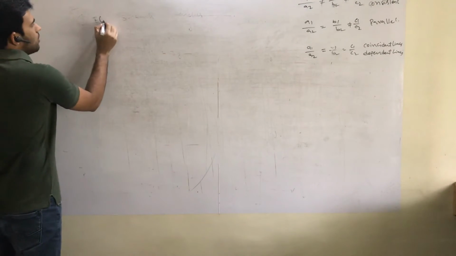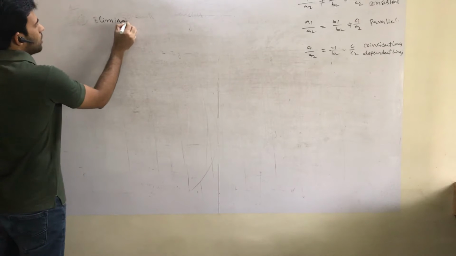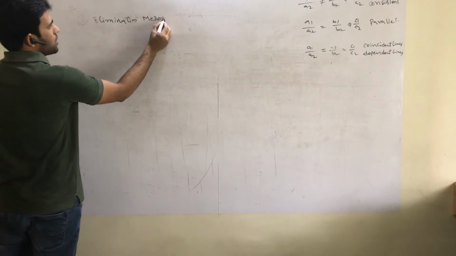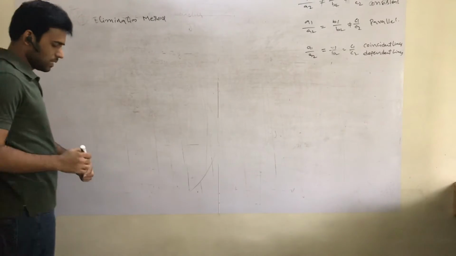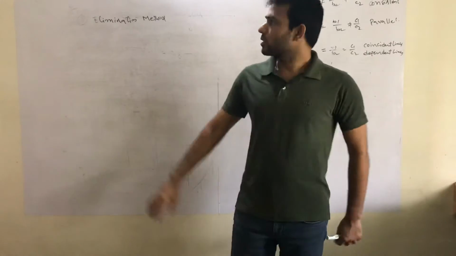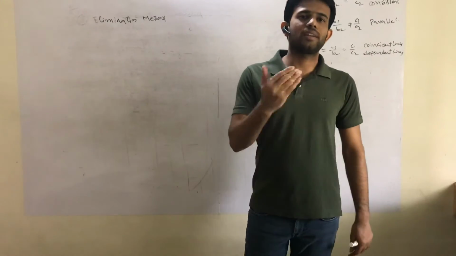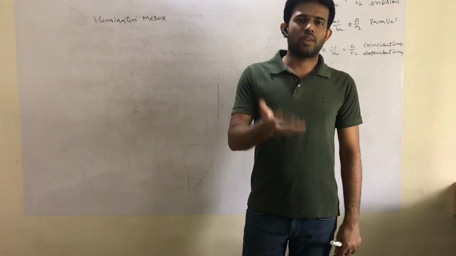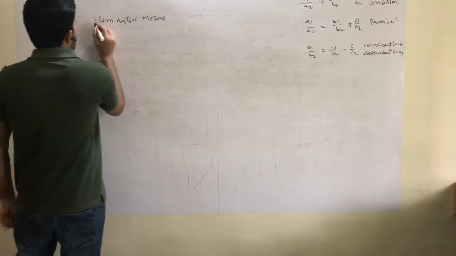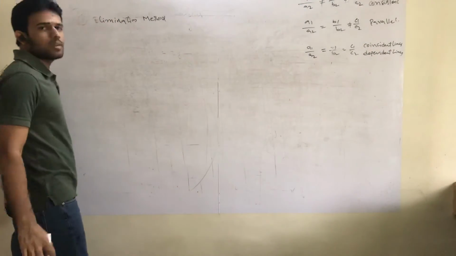elimination method. Okay, we just did, right? What are the different methods to solve? So one of the other methods is elimination method. So in total we have 3 methods: graphical method, substitution method, and elimination method. And this is the last method. We already learned what is graphical method and what is substitution method. And now we will learn what is elimination method.